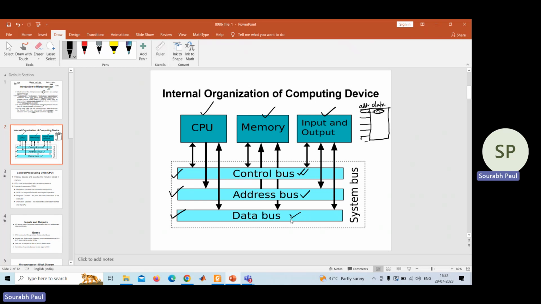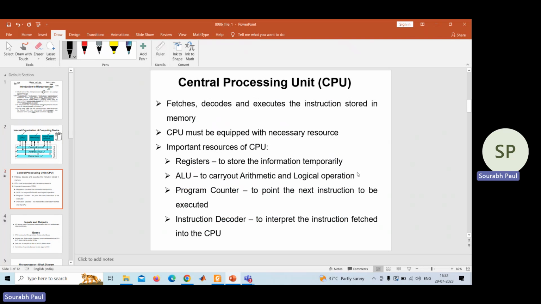So the data bus will do the transfer of data. The address bus will indicate the memory address, and the control bus will tell you whether you are doing a reading operation or a writing operation. And the combination of all these three buses is known as the system bus. Now, what is the purpose of each of the units?